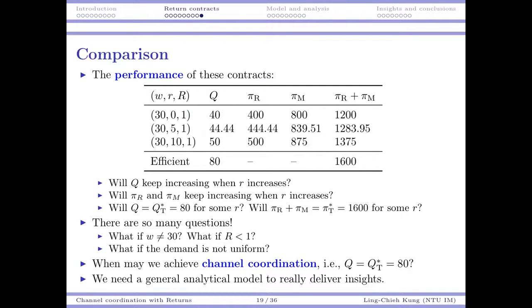Okay? We don't really need to integrate the two firms. The two firms don't need to collaborate with each other. Instead, we only need to offer a different contract, and then both of them can be better off. Okay, so these are some findings that you may want to keep in mind. But this is still not at the efficient level.